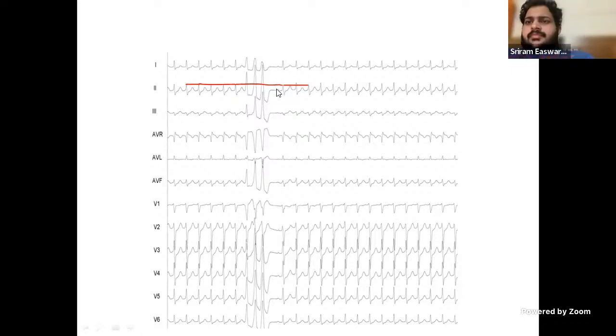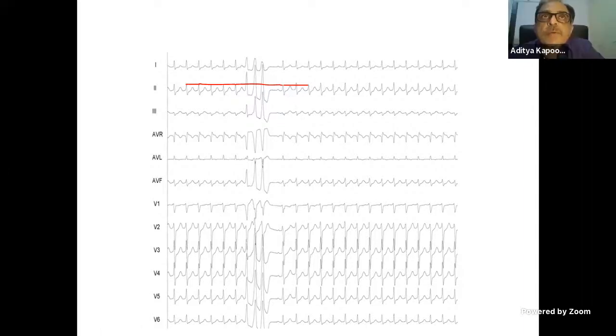The P comes before the QRS, isn't it? Yes, sir. And the P is positive in lead 2. Both these things say it cannot be AVNRT. So go to the next intracardiac. So clearly this is atrial tachycardia. This is atrial tachycardia.